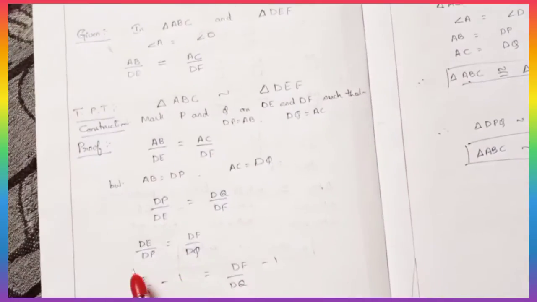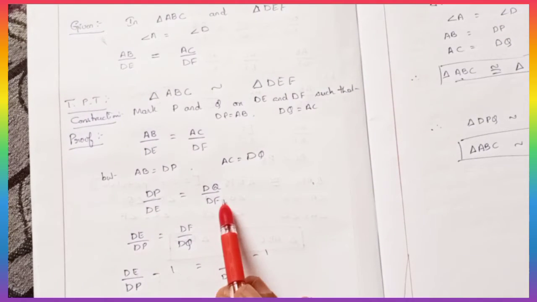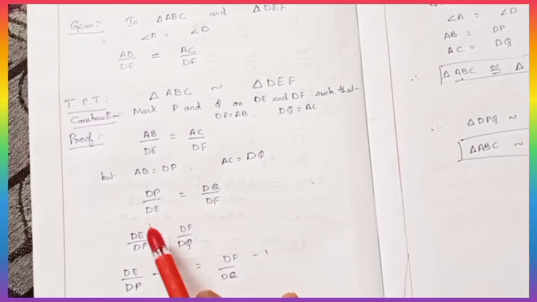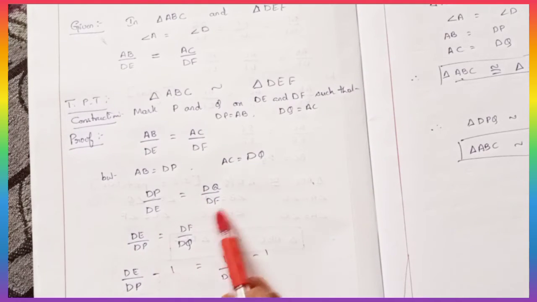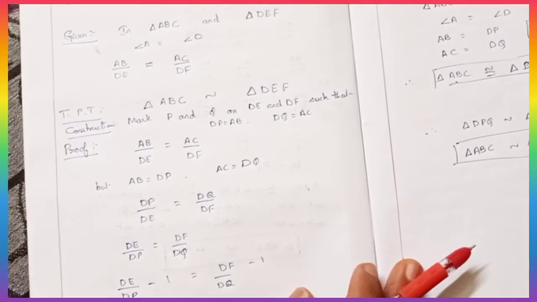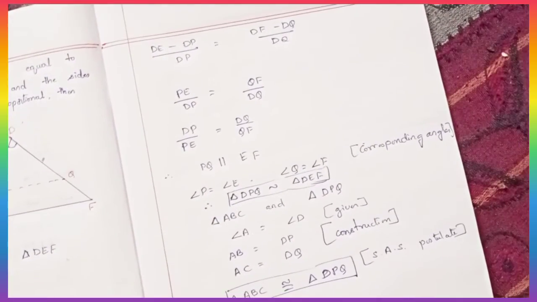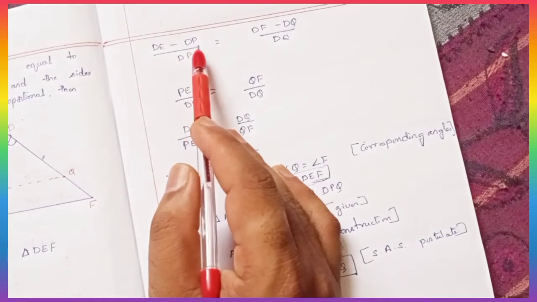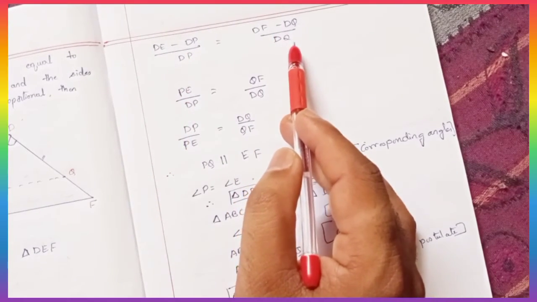it as DP by DE, that is equal to DQ by DF. I am going to take the reciprocal of this one. So DE comes to the numerator and DP goes to the denominator. That is equal to DF goes to the numerator and DQ goes to the denominator. I am going to subtract 1 on either side. So when we subtract 1 on either side, in the next step we will be getting DE minus DP, that is by DP, that is equal to DF minus DQ by DQ.